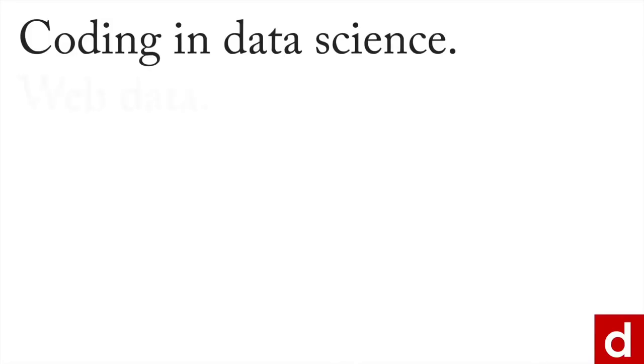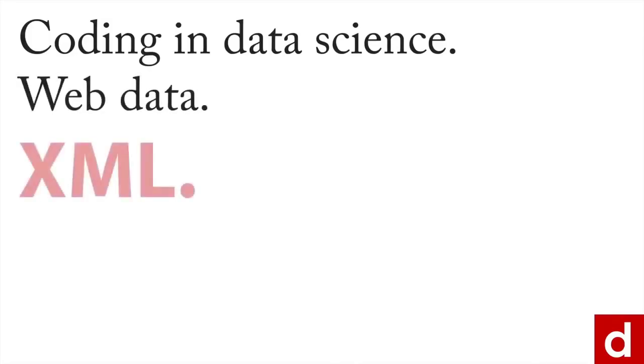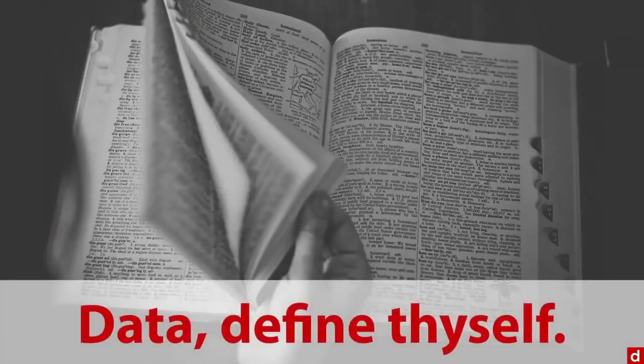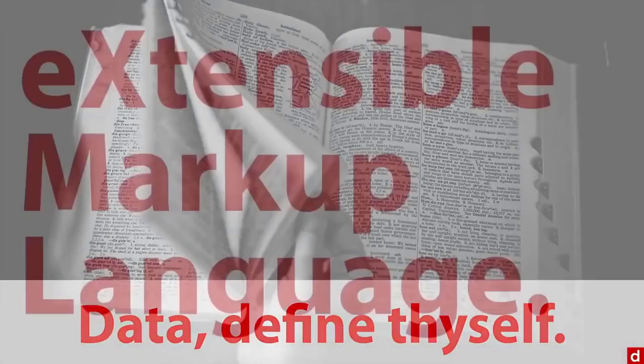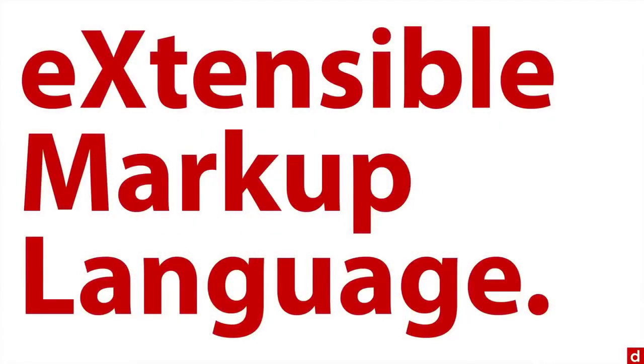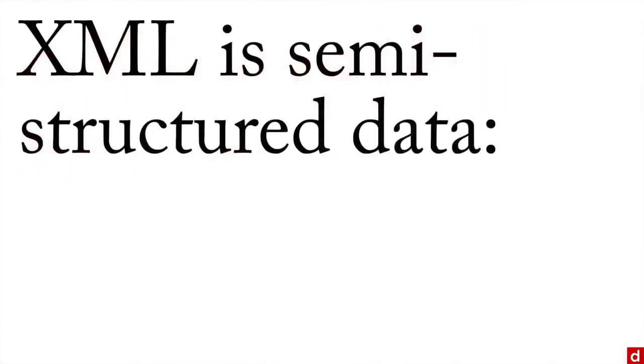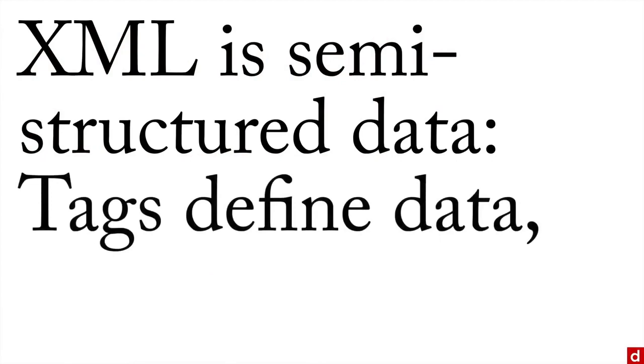The next step in coding in data science when you're working with web data is to understand a little bit about XML. I like to think of this as the part of web data that follows the imperative, data define thyself. XML stands for Extensible Markup Language. And what it is, XML is semi-structured data. What that means is that tags define data so a computer knows what a particular piece of information is.